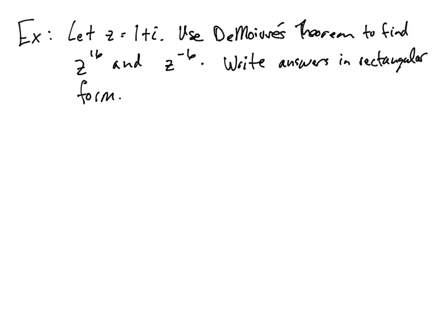This example gives a complex number z of 1 plus i, and it says to use DeMoivre's theorem to find z to the 16th and z to the negative 6th, and then write our answers in rectangular form. Remember, rectangular form is just a plus bi form. Let's do z to the 16th first. This means we want to find 1 plus i raised to the 16th.